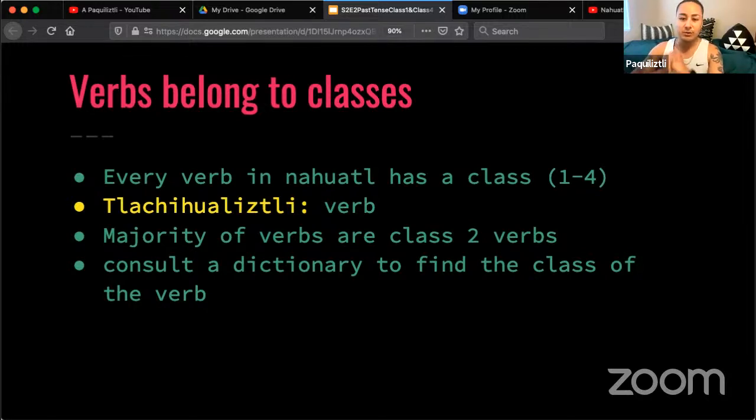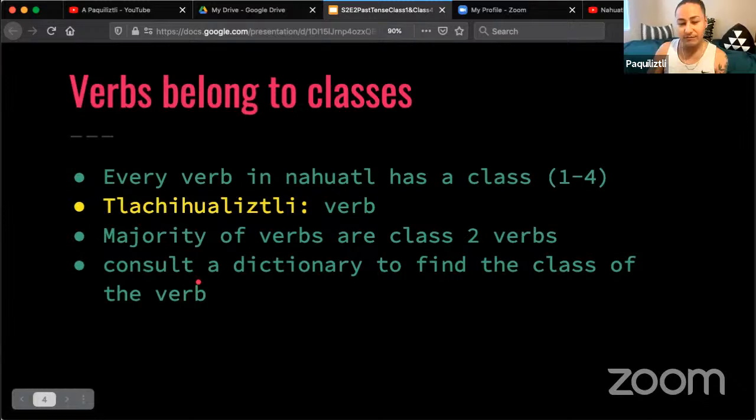I'll tell you that the majority of verbs in Nahuatl are class 2 verbs. We're not covering class 2 verbs this week. We're covering class 2 verbs next week, but the majority are class 2 verbs. The word for verb in Nahuatl is tlachihualistli. It literally means things that are done. Tlachihualistli, things that are being done. So that's why it means verb. This word tlachihualistli also means things that are done, but it also translates as verb.